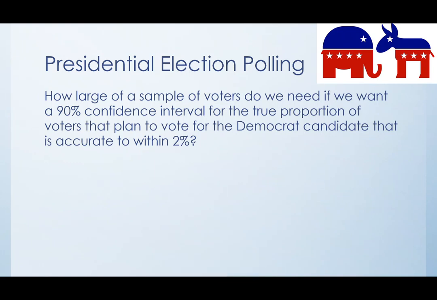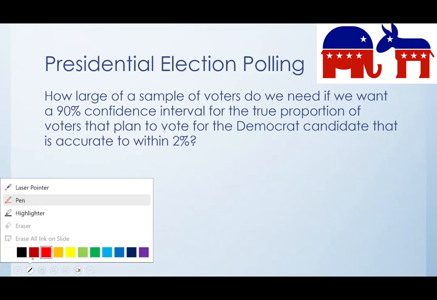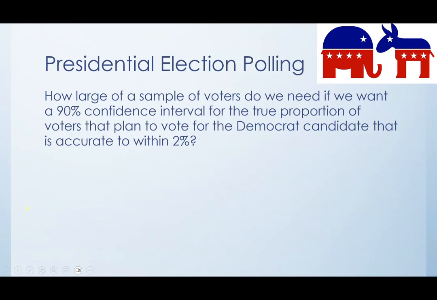All right, so in this example, we are looking at presidential election polling, and we want to know how large of a sample of voters do we need if we want a 90% confidence interval for the true proportion of voters that plan to vote for the Democrat candidate, and we want that confidence interval to be accurate to within 2%.